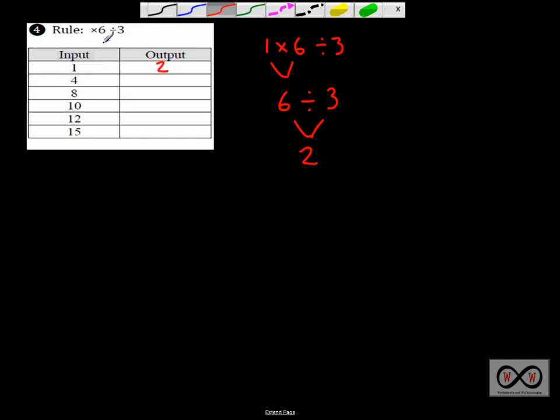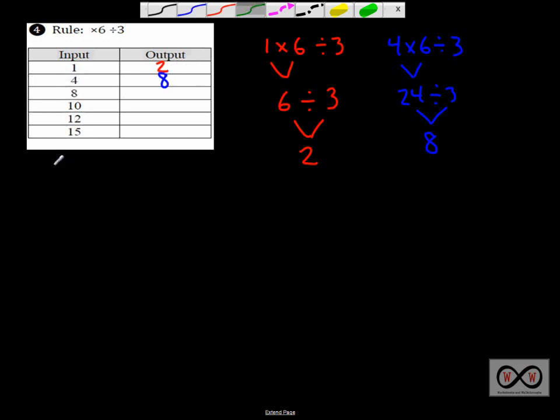Input 1, output 2. Let's see what happens to the 4. When we apply this rule, we've got 4 times 6 divide by 3. 4 times 6, you're probably thinking that's 24. Good for you. And then we're going to divide by 3. If you're not sure about that, use that inverse operation of division to help you out. So 3 times something equals 24. Well, I know that 3 times 8 equals 24. So if you divide 24 by 3, you have a quotient of 8. So we input 4 into the function machine, apply the rule, and you get 8 as your output value.